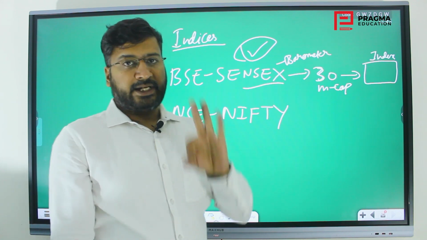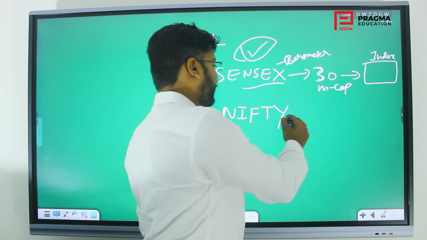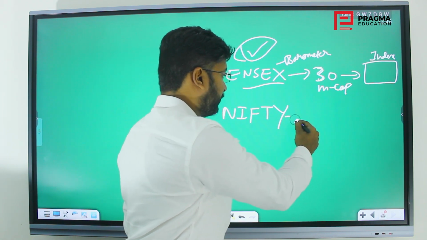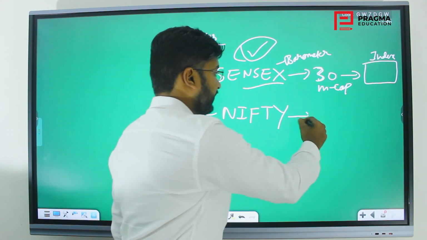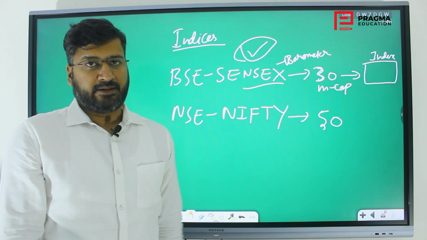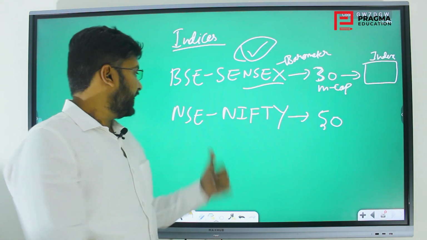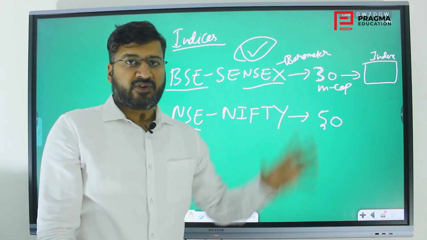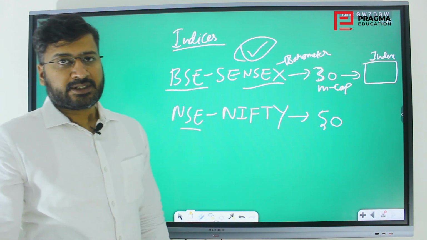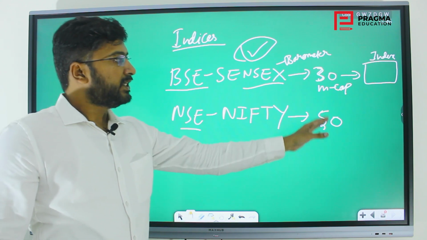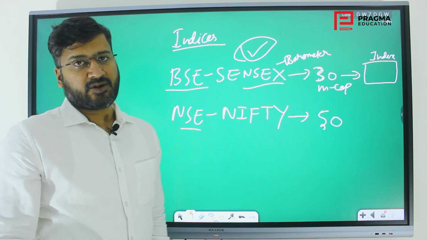So that is 30 companies, the top 30. Nifty is top 50. It is very easy to remember. Remember Nifty 50. Sensex 30. So it is the same. This is NSE's. This is BSE. So we have one each from two major stock exchanges in our country, BSE Sensex and NSE Nifty. So these are the major indices in the stock exchange.